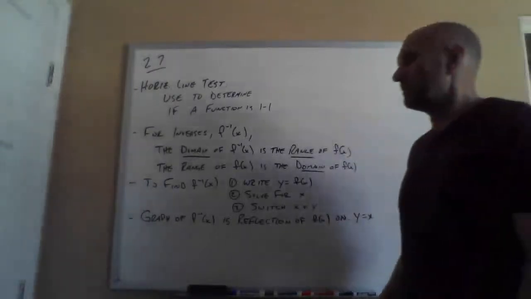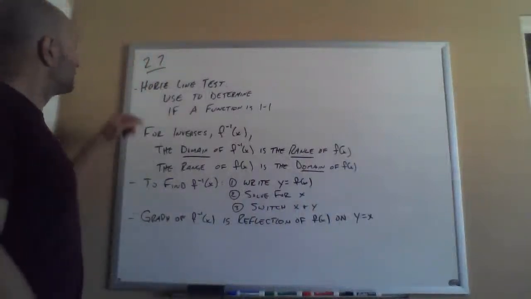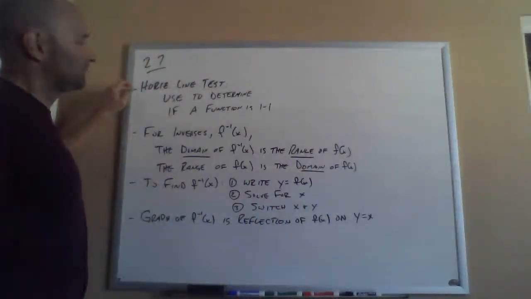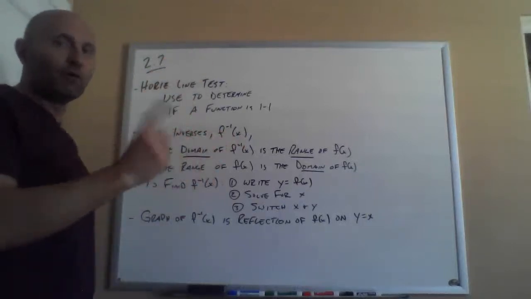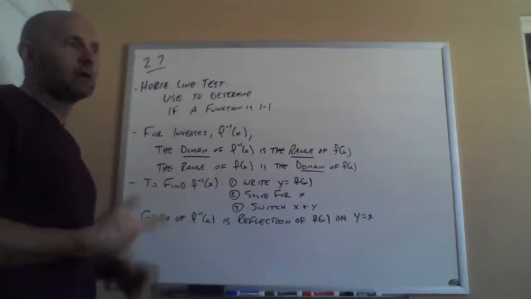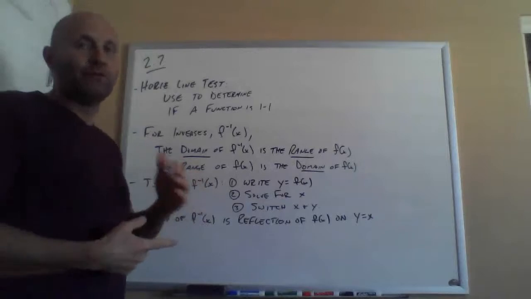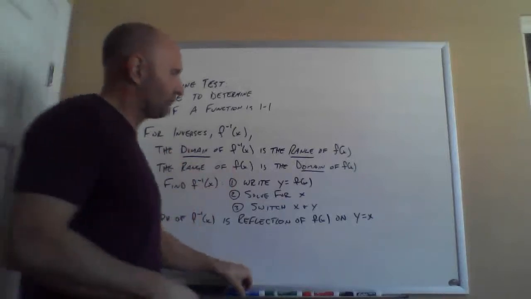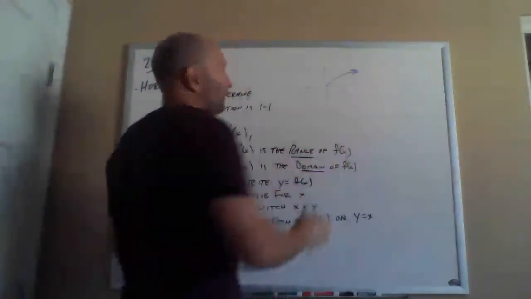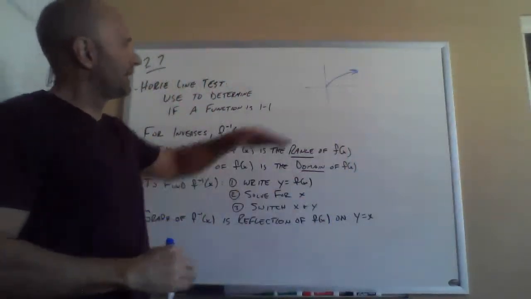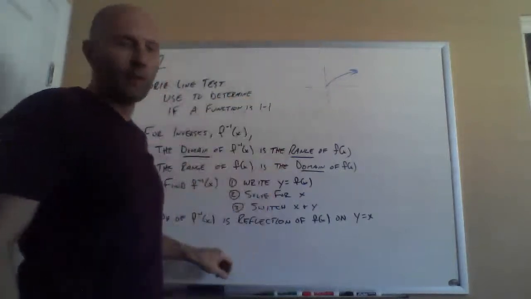So for 2-7, we get into inverses of functions. We have the horizontal line test. If we have the graph of a function and we draw a horizontal line, if it only hits the graph one time, then that function is what we call a one-to-one function, and therefore it does have an inverse. One of the popular examples is our square root graph. Looks something like that. Obviously, a horizontal line is only going to hit this one time.